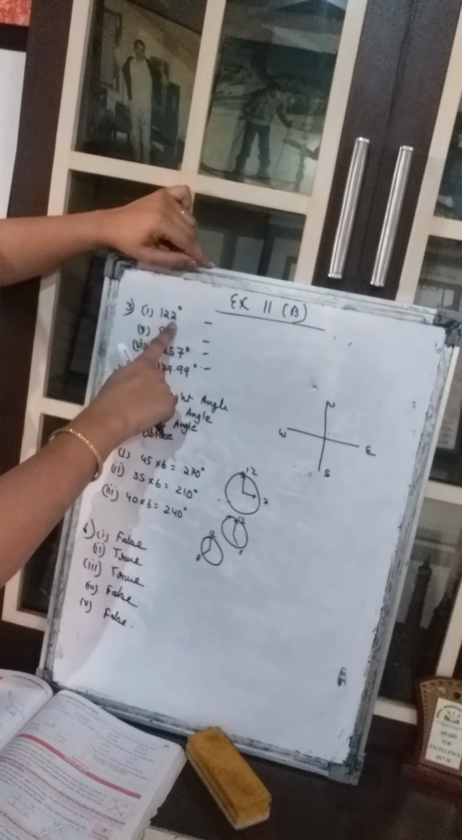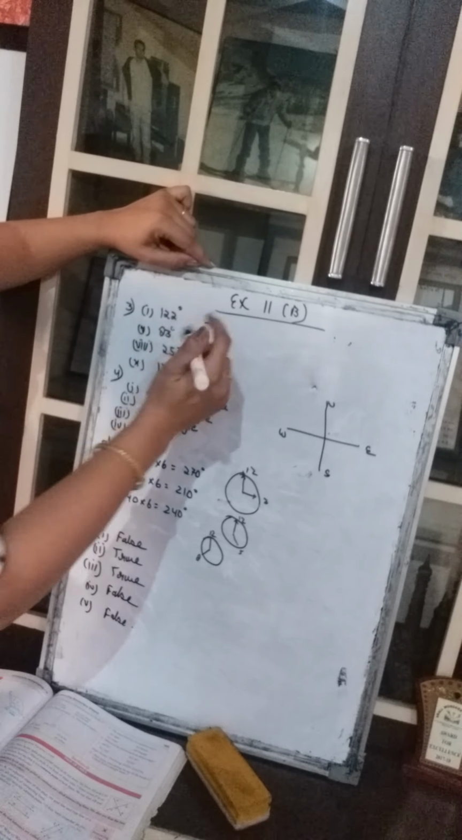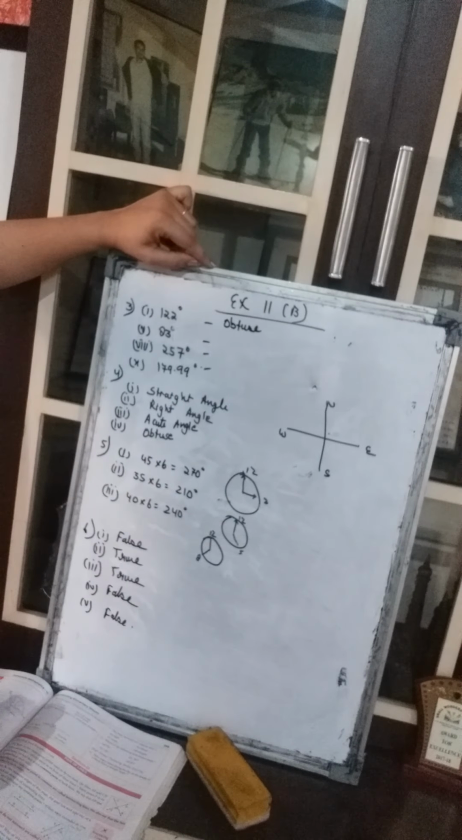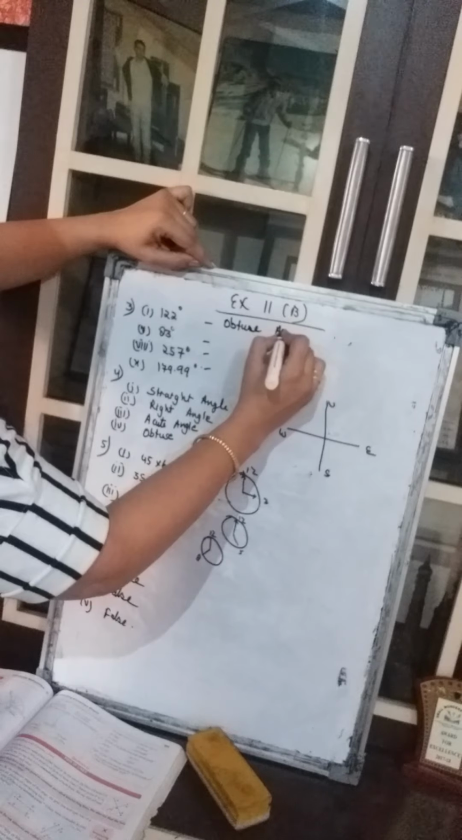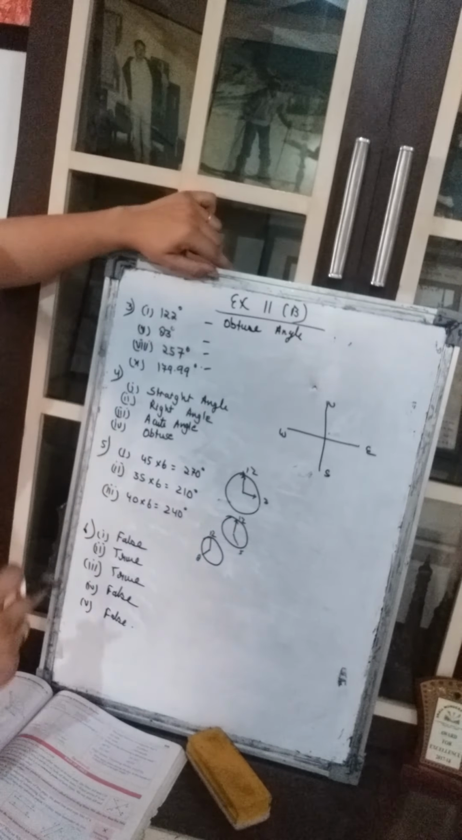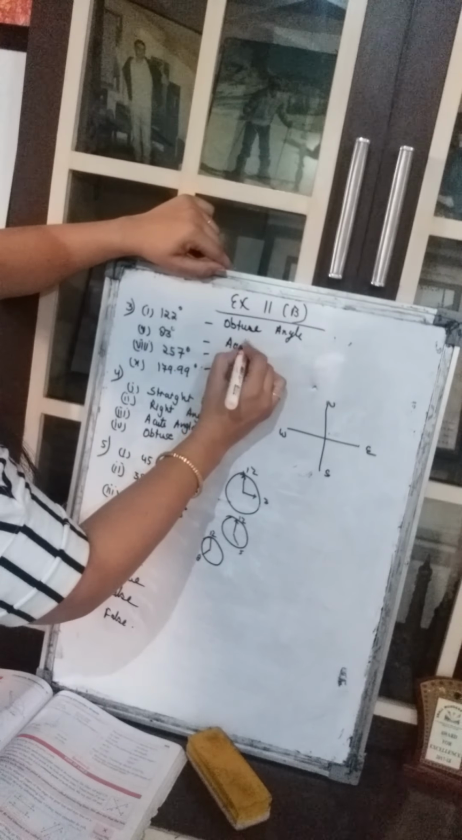It is 122 degree. 122 is more than 90 and less than 180. So it will be obtuse. Right? Obtuse angle. Now we come to the 83 degree. Fifth part is 83 degree. 83 degree is less than 90 degree. So it is acute angle.